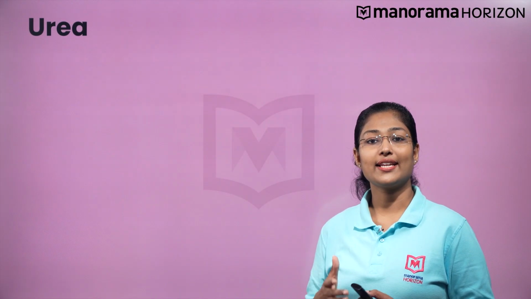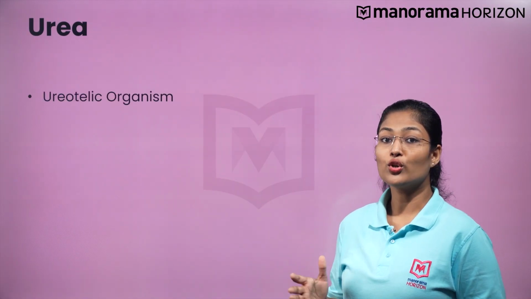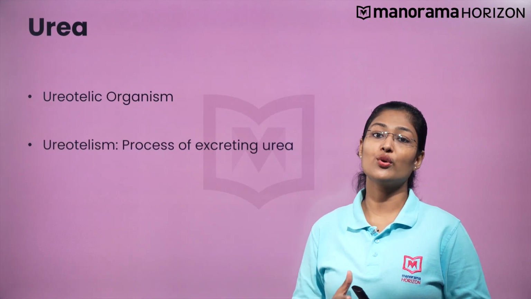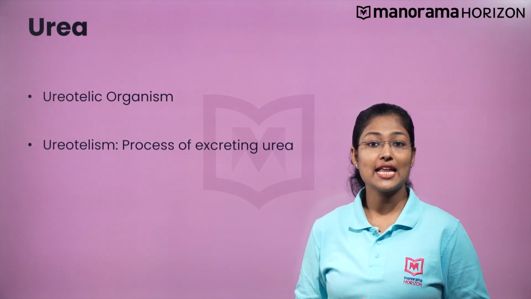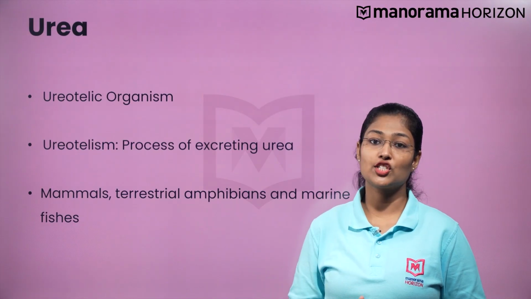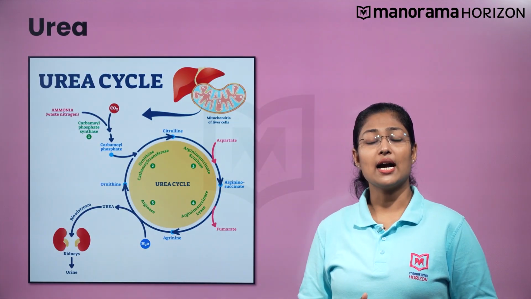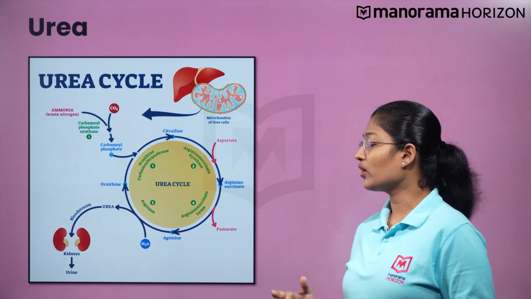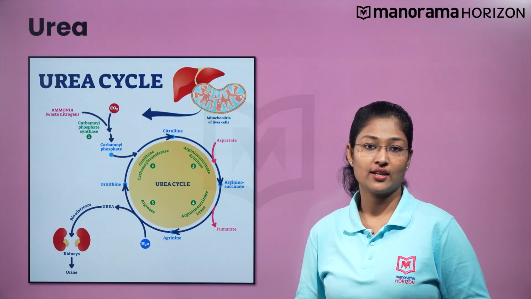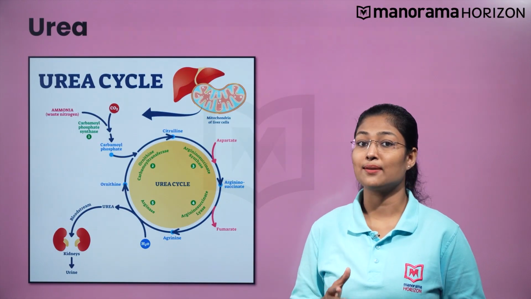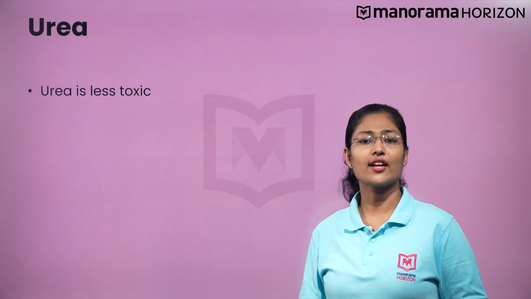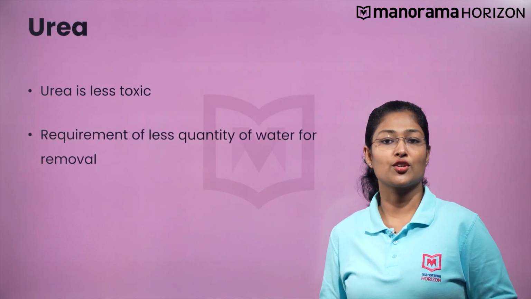The organism that excretes urea is called ureotelic organism and the process of excreting urea is ureotelism. Ureotelic organisms include mammals, terrestrial amphibians and marine fishes. The ammonia produced by the metabolism is converted to the urea in the liver of these animals and released into the blood, and it gets filtered and excreted by the kidneys. The urea is less toxic and requires only less quantity of water for its removal.